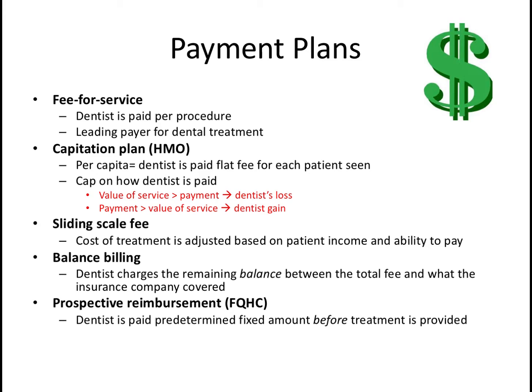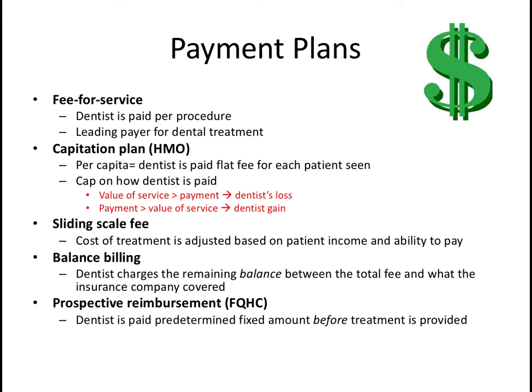All right, next we have payment plans. I told you it's a lot of definitions, but we can get through it. So this is talking about how the dentist gets paid by the patient or reimbursed by the insurance company. So a fee-for-service payment plan means the dentist is paid per procedure. They get compensation based on an amount per procedure or service. So this would be they get $100 for a filling, $50 for an exam, whatever that fee is, that's how much they get. And it's the leading payer for dental treatment.